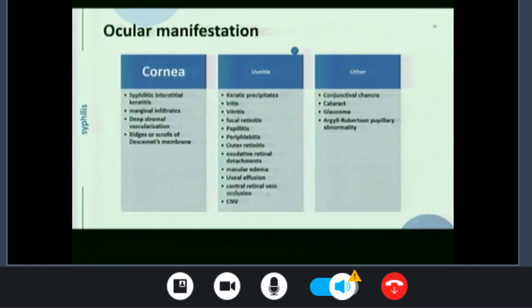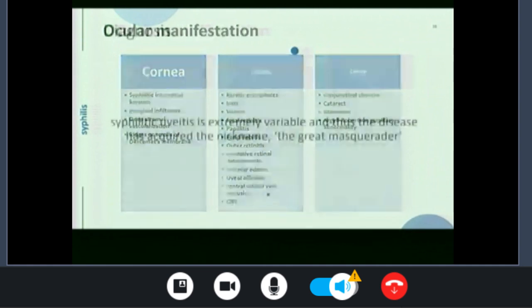As you see here, it can come with a conjunctival lesion similar to the one in the skin. It can present with cataract and glaucoma. It can present with Argyll Robertson pupillary abnormality, which is neurosyphilis. It can present with any type of uveitis, and also with corneal changes.